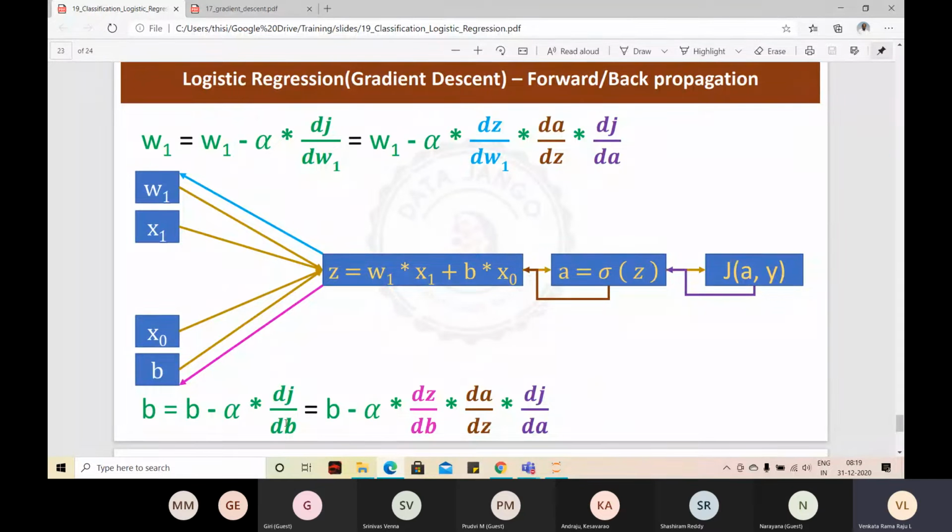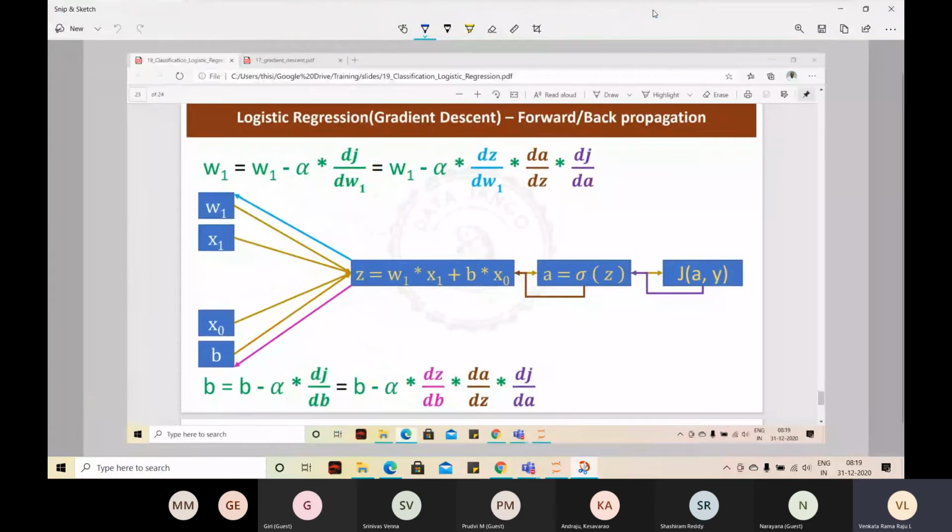There, the equation was very simple in linear regression. I took J of theta as theta x minus y whole square, which is theta square x square plus y square minus 2 theta xy. So this is a direct equation in terms of theta. But if you take the J of theta in a logistic regression setup, it is a very complex one.